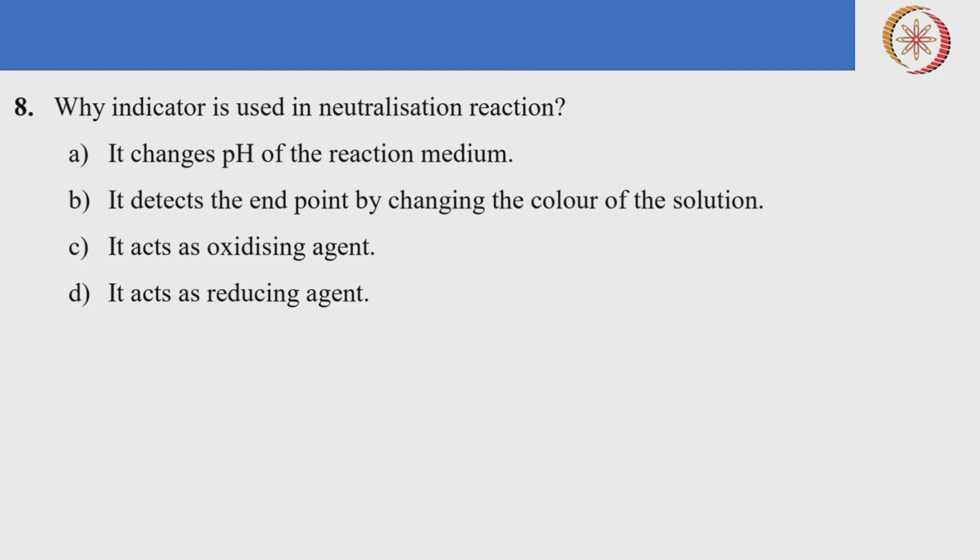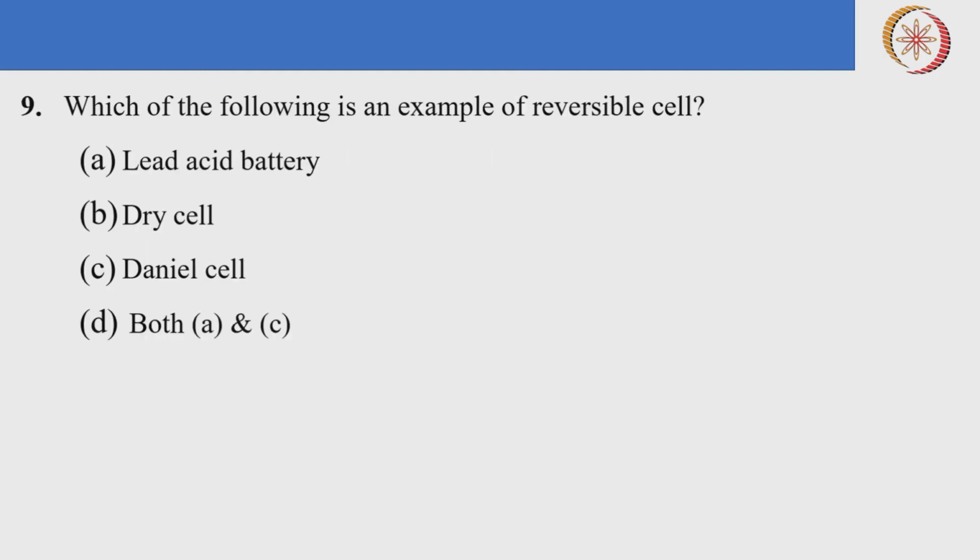Why is an indicator used in a neutralization reaction? It changes the pH of the reaction medium. It detects the endpoint by changing the color of the solution. It acts as an oxidizing agent. It acts as a reducing agent. Ranveer has written the answer is B, because usually we use an indicator which can change the color of the solution, so that we can know that it has reached the equivalence point, where the end point is happening. Basically, equimolar A and equimolar B react to form C, and at that point it will change the color. So the answer is B.